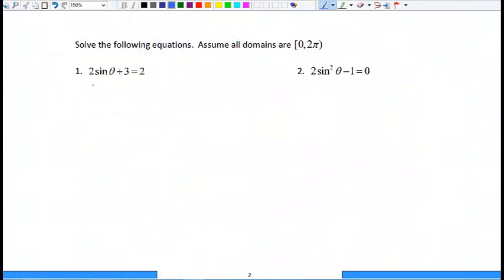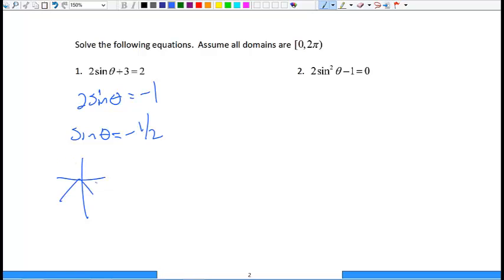Okay, so now that we've talked about the general types, let's just dig in and try to work some examples. So in number 1, it looks like a linear type, so there's a single sine function that I can get by itself pretty easily. So if I say 2 sine theta plus 3 equals 2, if I subtract off the 3 from the 2, I get negative 1. And then divide that by 2, so I get sine theta equals negative a half.